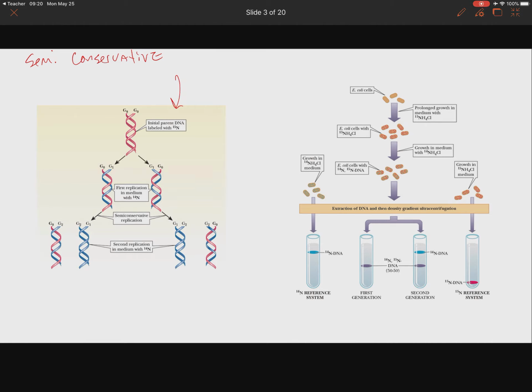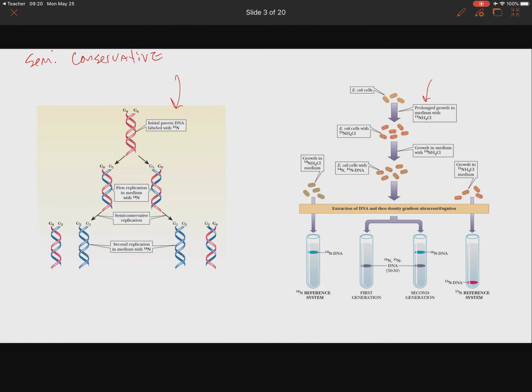So what we end up seeing here is that if we grow bacteria, or some organism, in some medium that's rich with N15 labeled molecules, that gets incorporated into the nucleotides. And so then we have a way of tracking that N15. Now you can also see that we can grow them in N14.